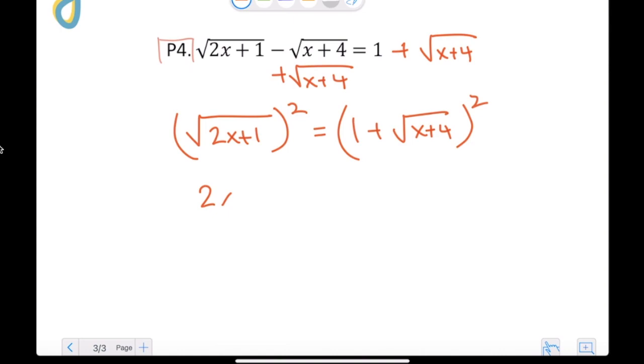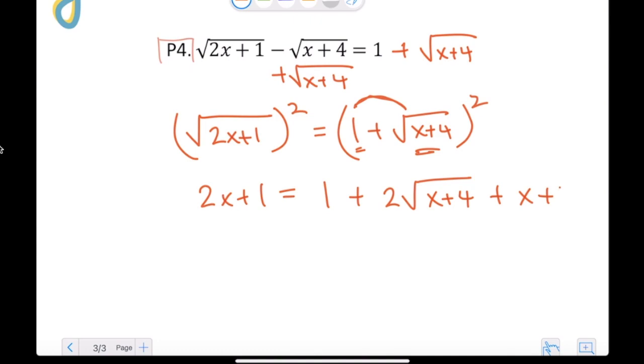When I do that, I've successfully gotten rid of the radical on the left. But on the right, remember, we're going to have to FOIL this. So this is going to end up being this squared, so 1, plus this times this doubled, so that's going to be a 2 root x plus 4. And then this squared, so plus x plus 4.